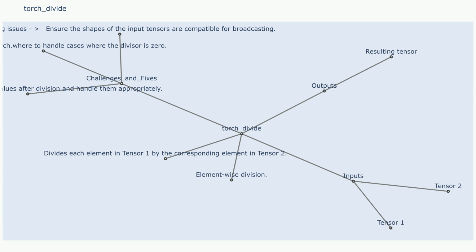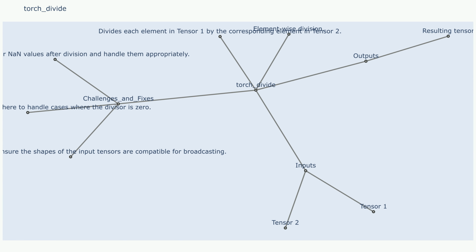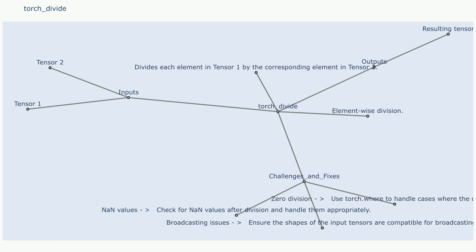Use torch.div(input1, input2, out=None, rounding_mode='floor'). This function will perform floor division, which rounds the result down to the nearest integer.